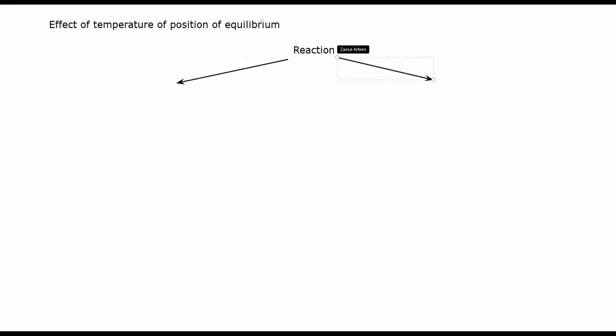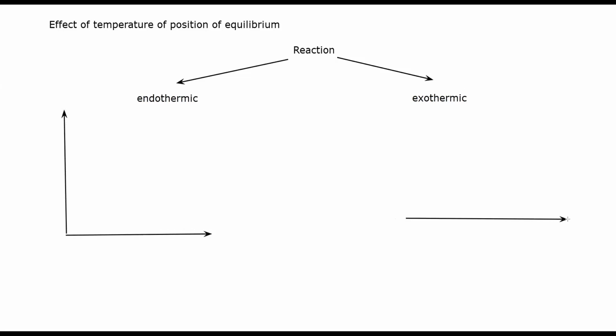These are the classifications. Endothermic reaction means the reactant absorbs energy and forms the product, and exothermic reaction means the reactant releases energy to the surrounding, so the surrounding temperature will increase. In endothermic reaction, if we make an energy diagram, an energy profile diagram for endothermic and an energy profile diagram for exothermic.